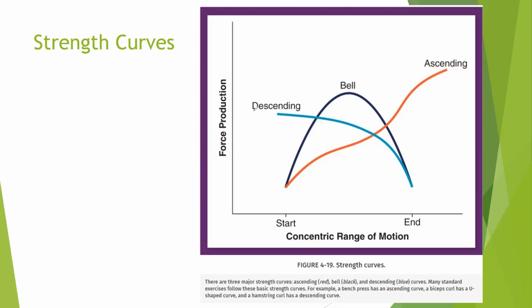Now, if I have a descending curve, it's the complete opposite. A descending curve means that I have the most amount of force at the start, the least amount of force at the end.